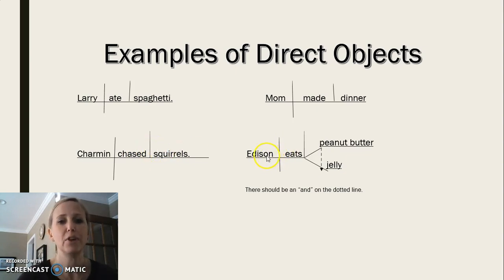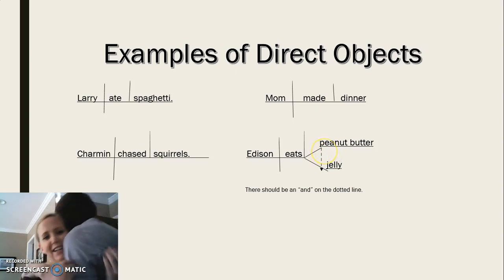And Edison Lee, this is for you. Edison eats peanut butter and jelly. There should be an and right in here. Come in and say hi, Logan. Logan just walked into the kitchen and kind of gave me a pat on the back. See, here he is, right here.